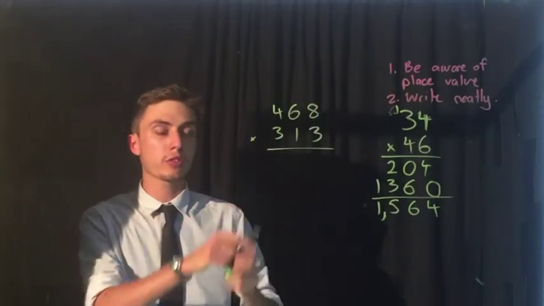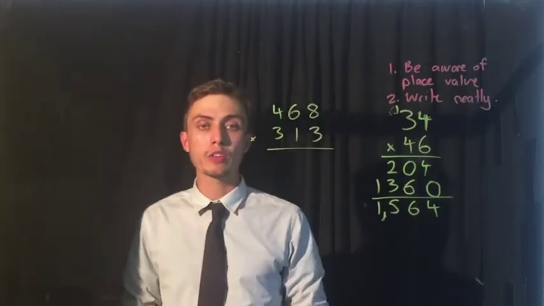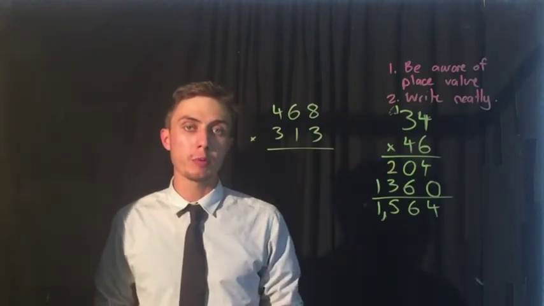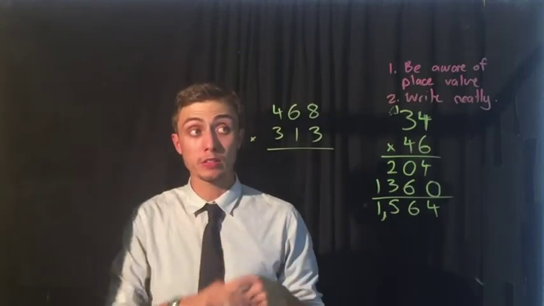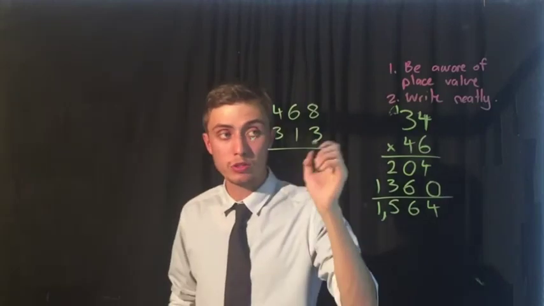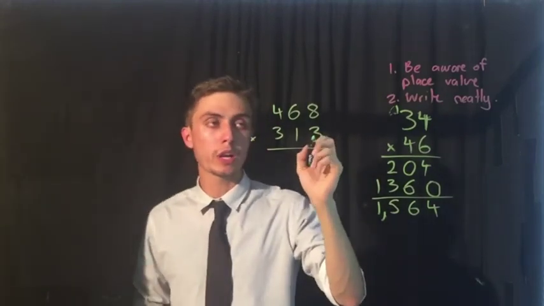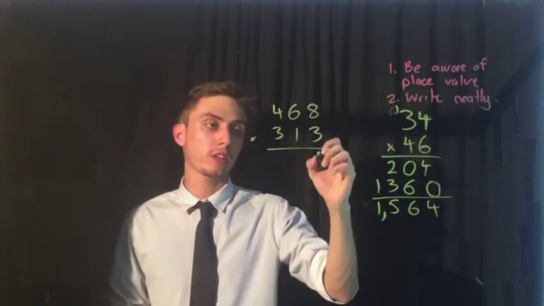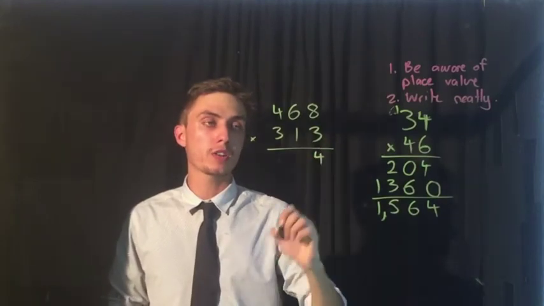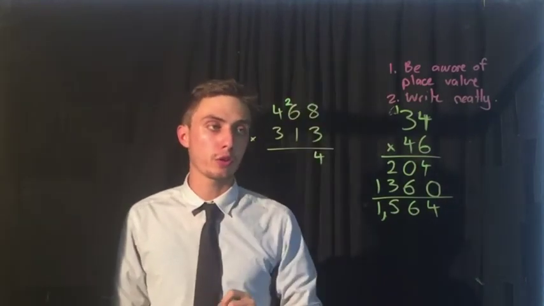Okay, here we have a 3-digit problem. Have a go at this one, pause me, and then we'll be back in a second. Alright, let's go through your working out. So we start with our units column here. We go 3 times 8, and that gives us the answer of 24. Write down our 4, and we carry over our 2.